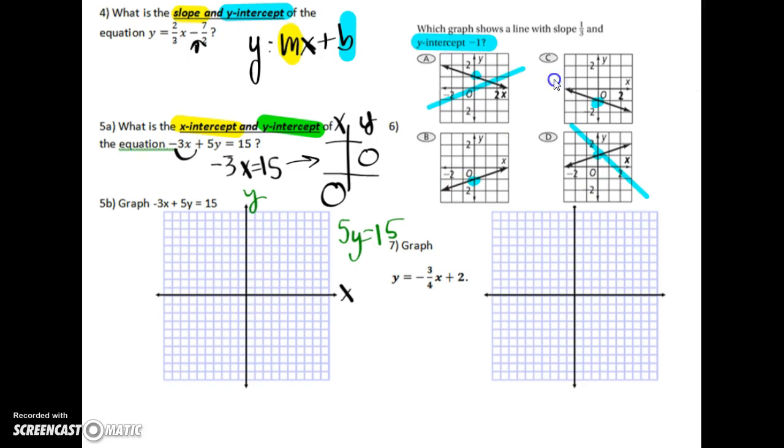So now figure out, all right, which one has a slope of 1/3. So say to yourself out loud, okay, 1/3, that means I do this, and then I do this. What does that look like? And then which one of these graphs does it come up with?